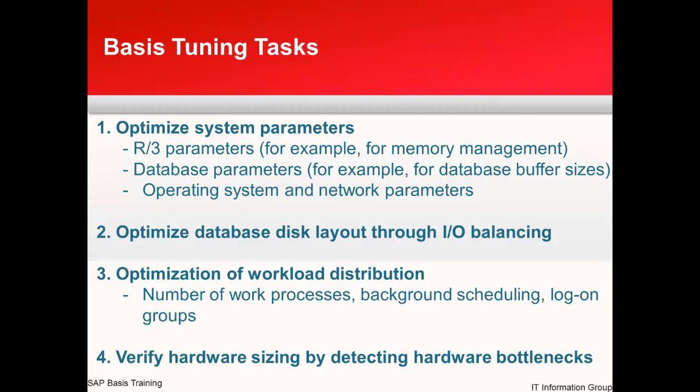Next thing is you need to optimize the disk layout just to make sure that you are balancing the IO. Okay, next is the optimization of workload distribution. That is, you need to make sure that there are enough work processes, background work processes, and logon groups, doing an optimal distribution of the load. Then finally the hardware sizing by detecting the hardware bottlenecks. So these are the four key areas of tuning the performance.